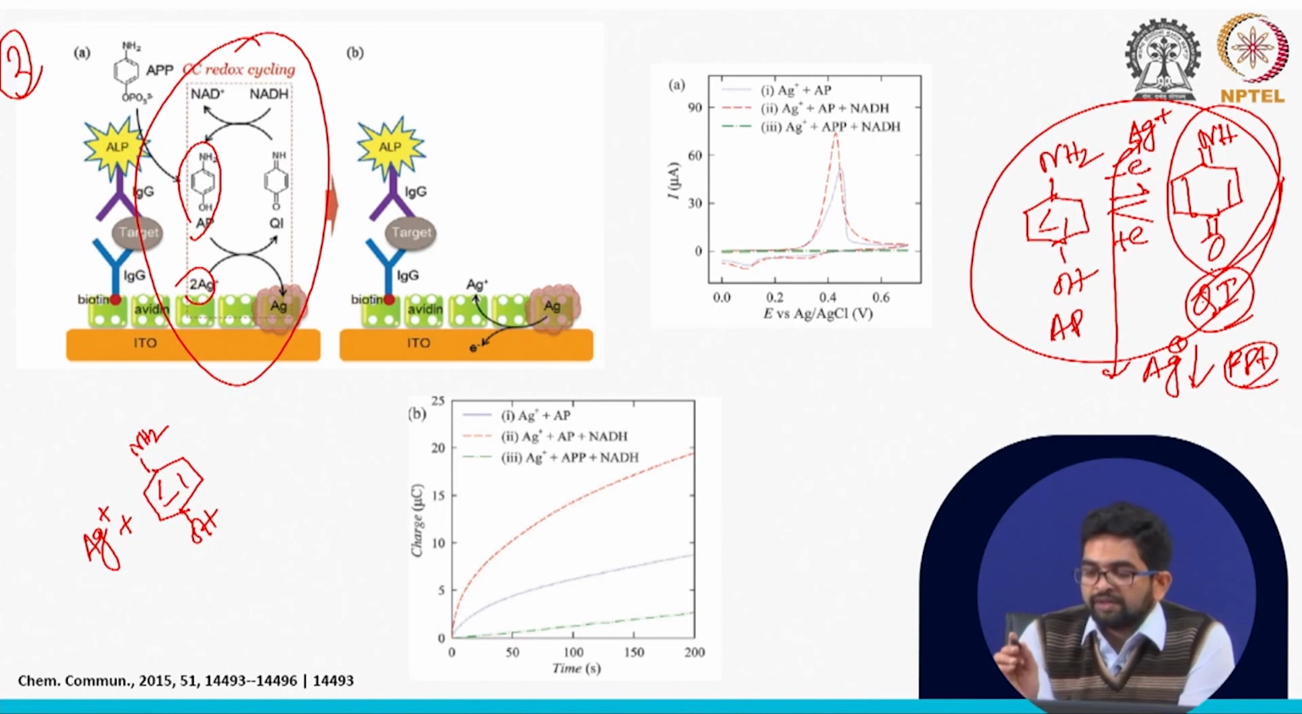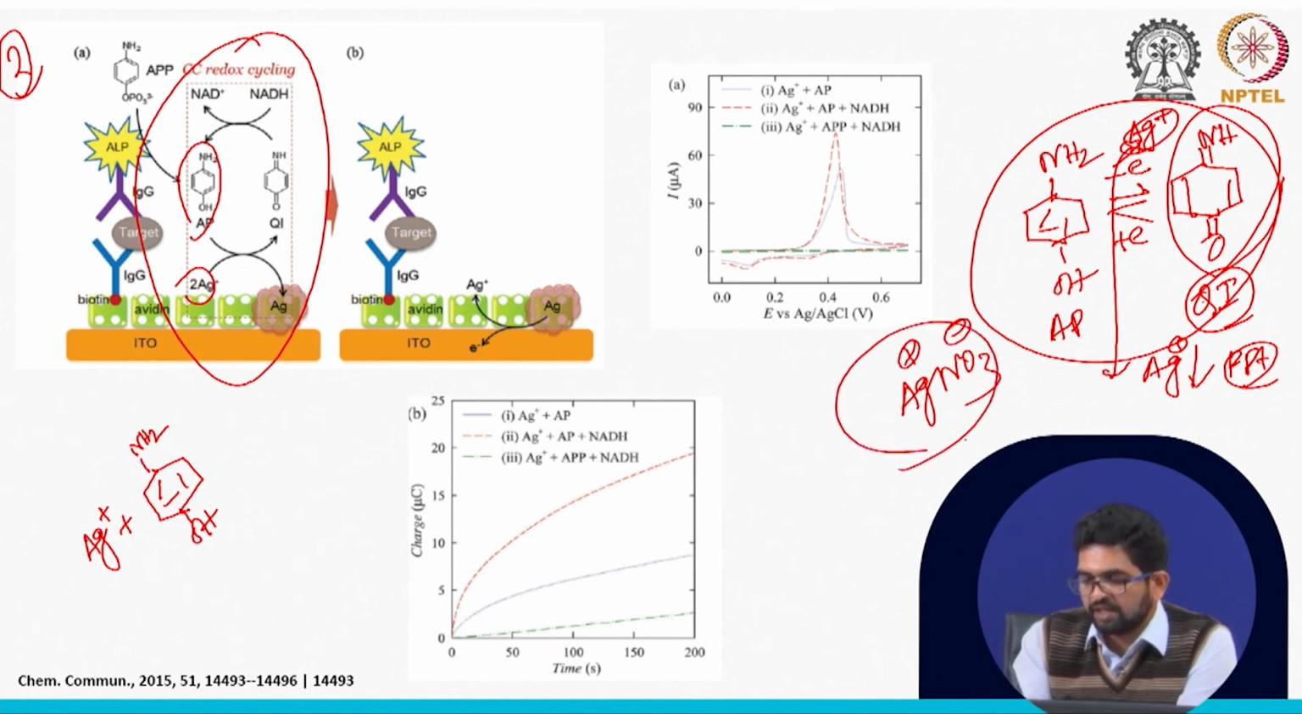So aminophenol can form the quinoneimine by releasing one electron. Who can accept this electron? Silver plus. So how will we get the silver plus? Let's use silver nitrate salt, Ag plus NO3 minus. So you can make a silver nitrate salt and then add aminophenol here.